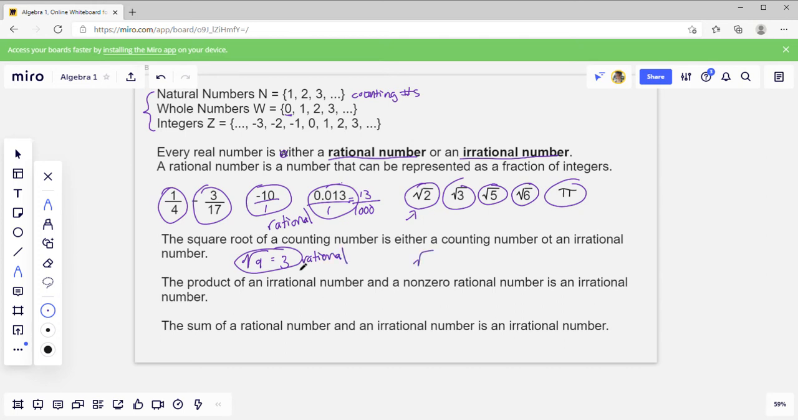The square root of 2, we don't know what that is. We'd have to use a calculator, and it's going to be some crazy fractional number, so that one's irrational. Okay? If it's not a counting number and it's a square root, then it's an irrational number.